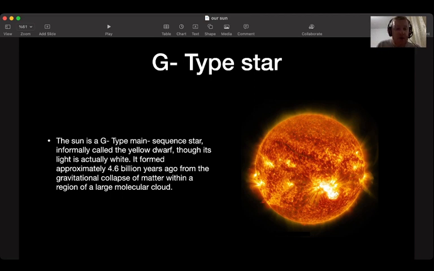It formed approximately 4.6 billion years ago from the gravitational collapse of the matter within a region of a large molecular cloud. So these are the basic details of the sun.